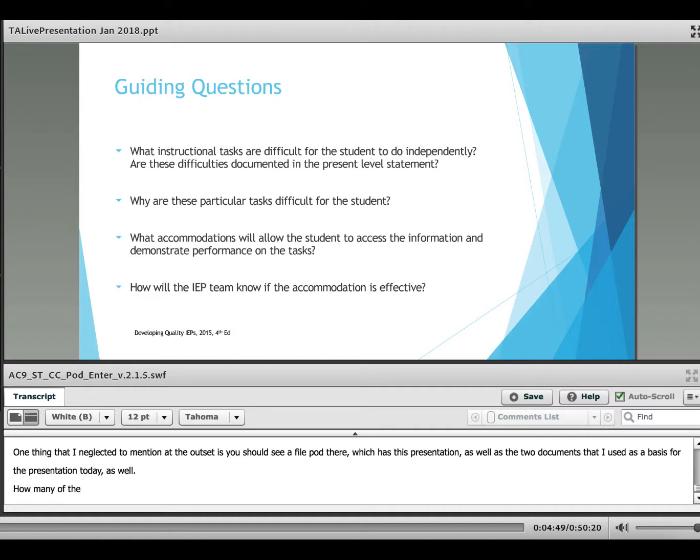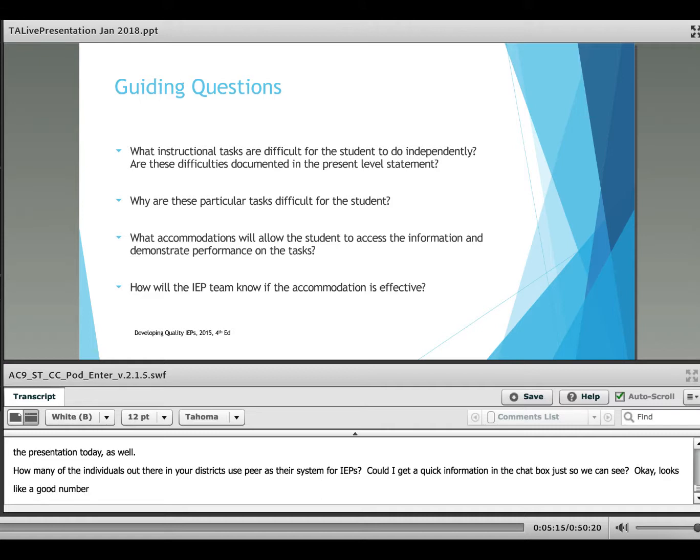How many of the individuals out there in your districts use PEER as their system for IEPs? Could I get a quick information in the chat box just so we can see? Okay, looks like a good number of you do use PEER as your IEP platform.